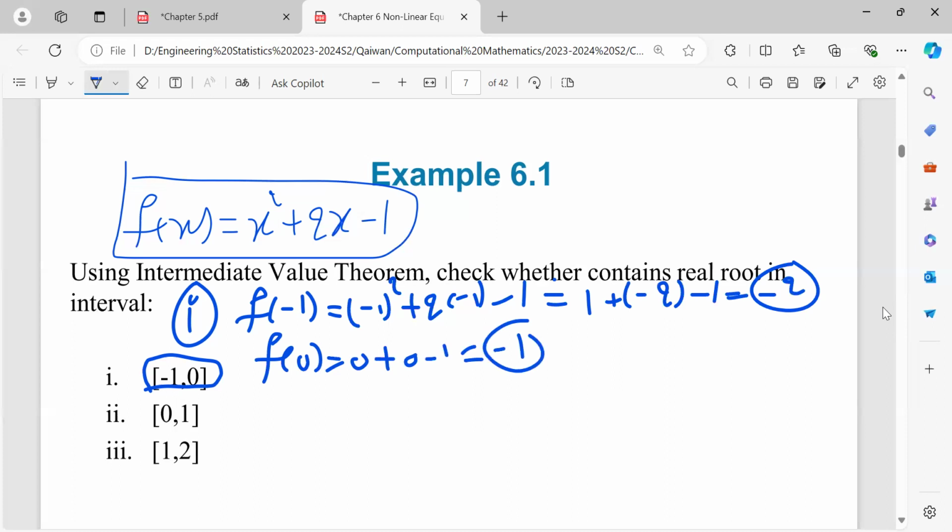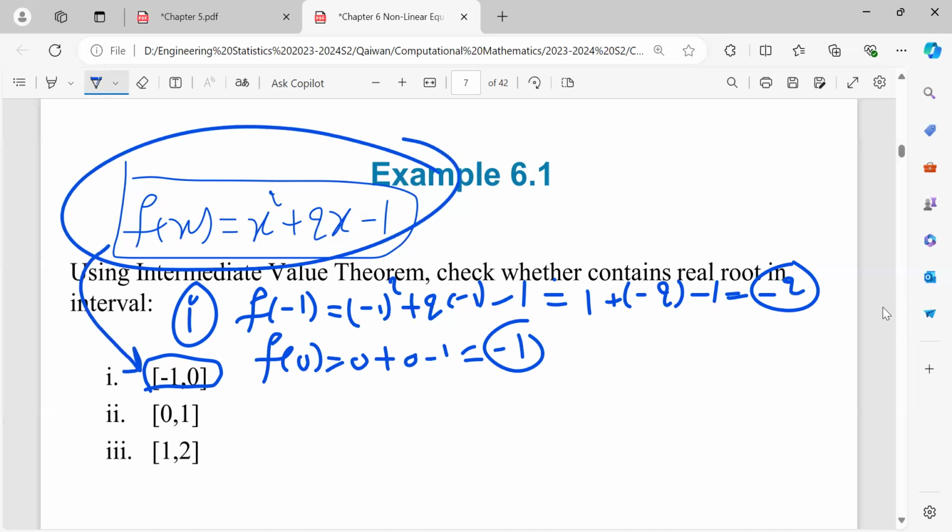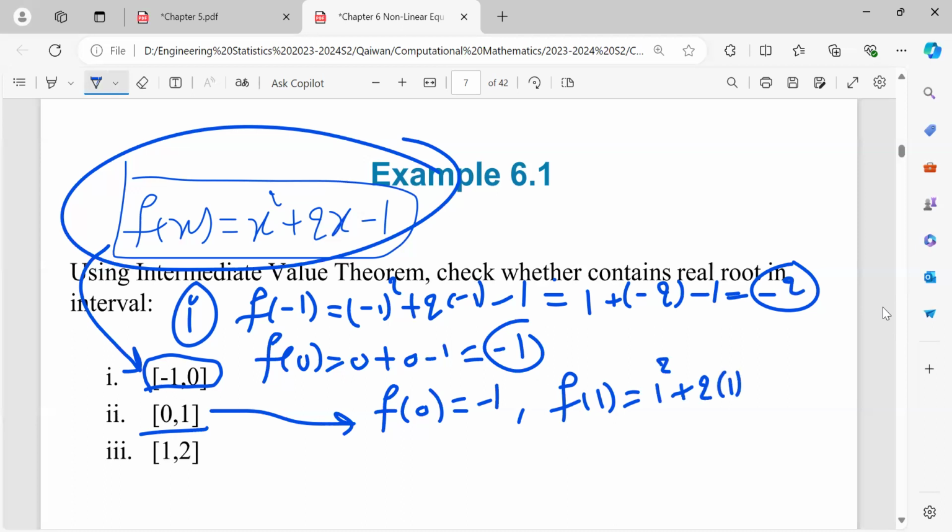Both have the same sign. Both are negative. It means this equation has no root in this interval. Check the second one. For this interval, we need to find f of 0, which is -1. We already found it. And f of 1.